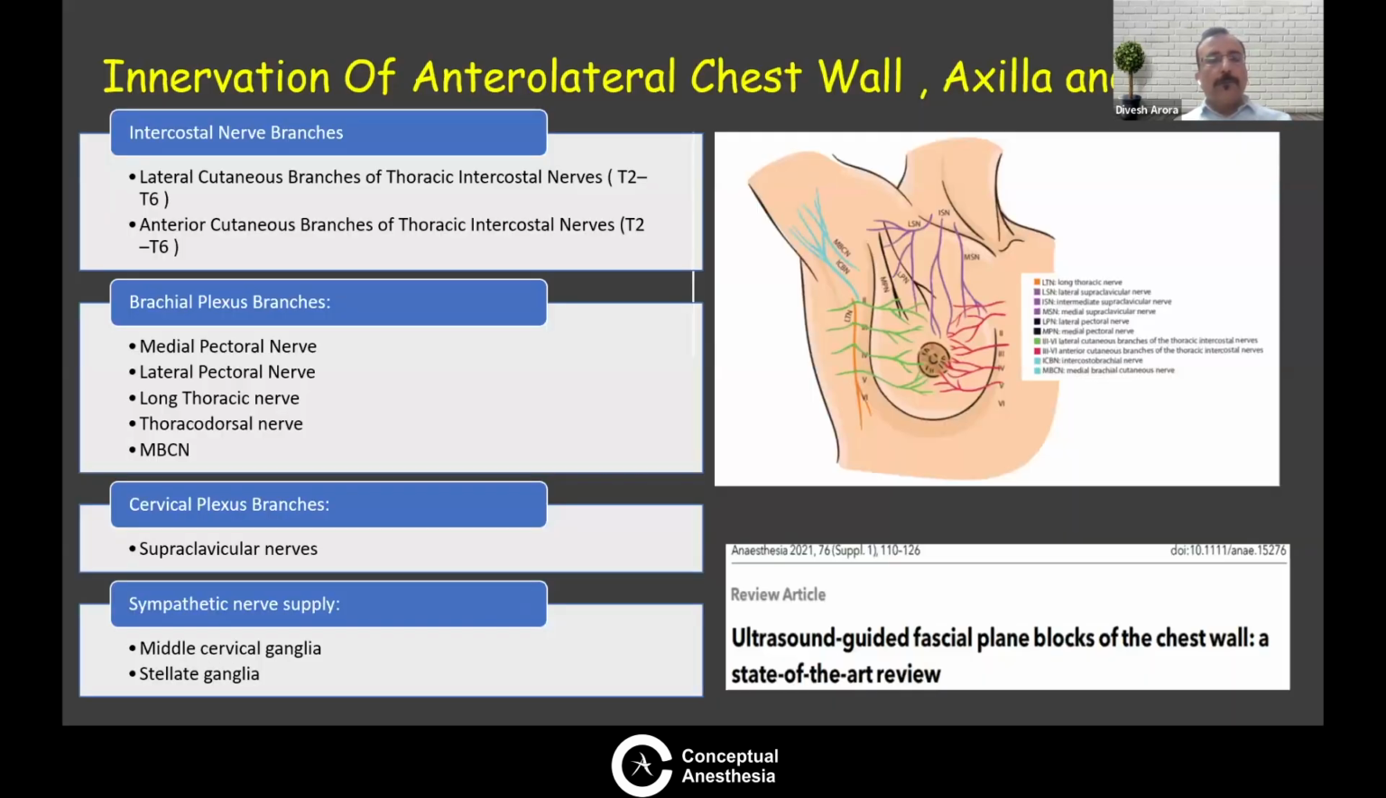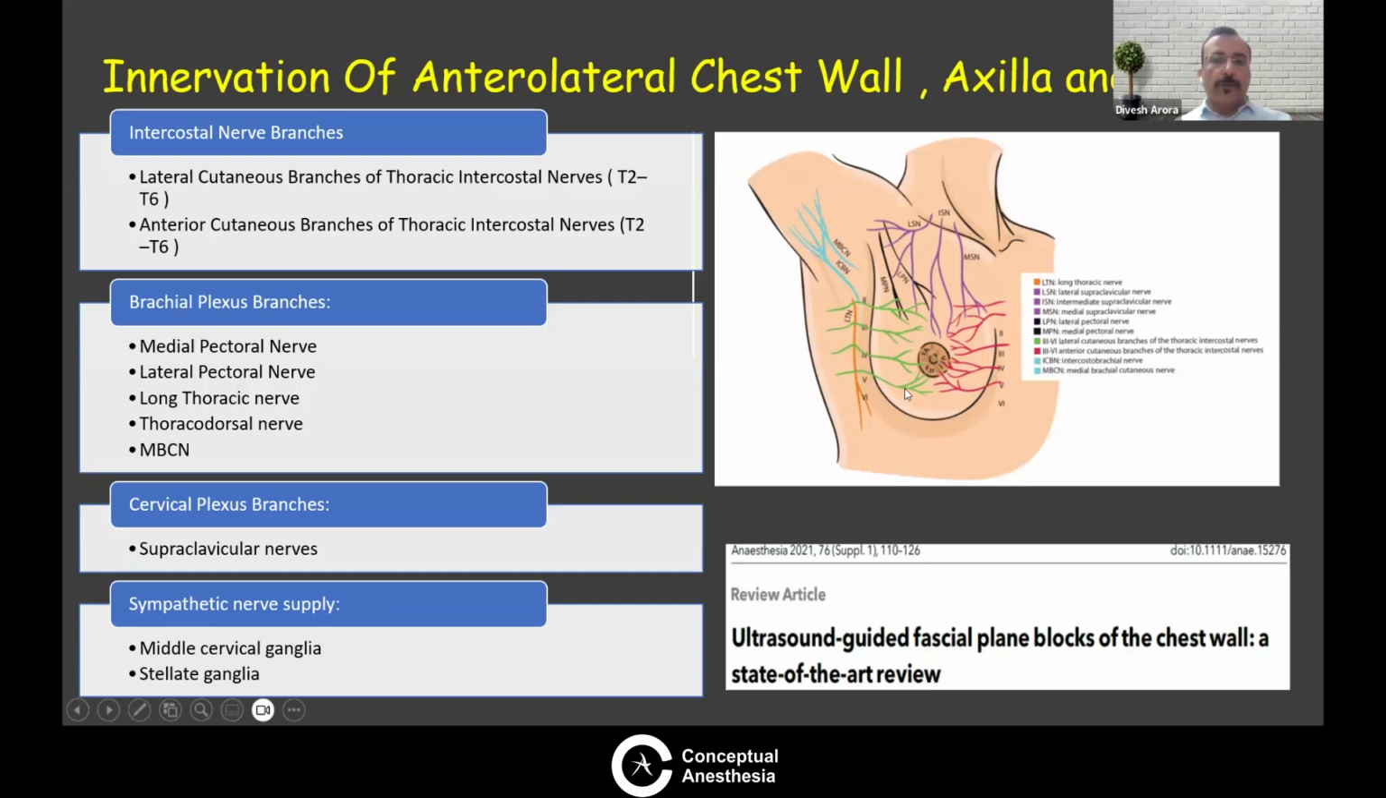Now, the most important for an anesthesiologist is the innervation of the anterolateral chest wall, axilla, and the breast, because the majority of the surgeries are going to take place in this area. As I said, the principal component is from T2 to T6, the lateral cutaneous branches on the lateral side. On the medial side, as you can see for yourself, it's the anterior cutaneous branch.